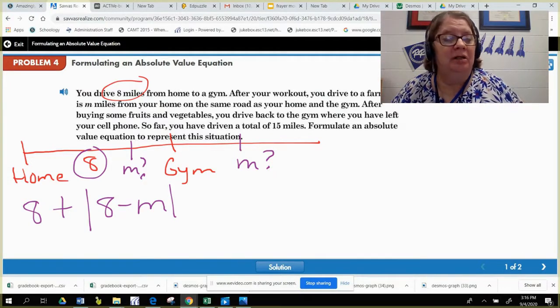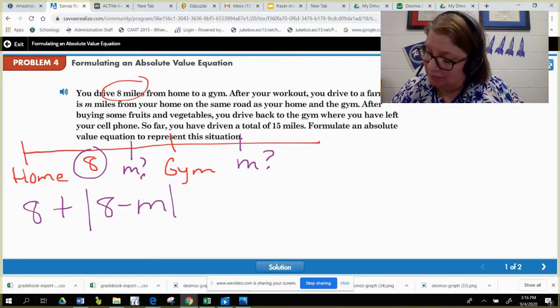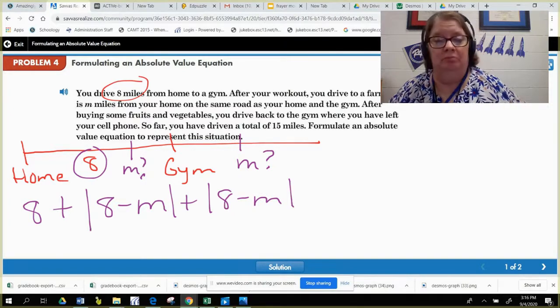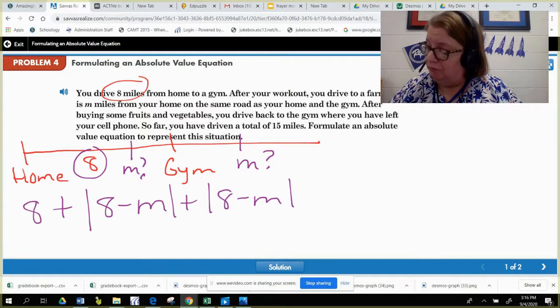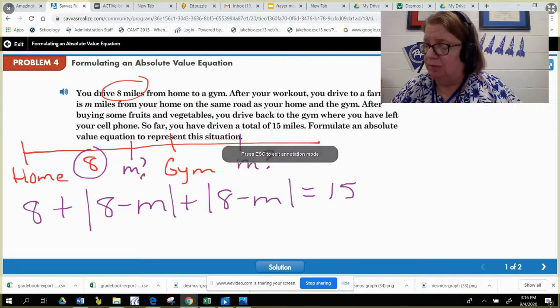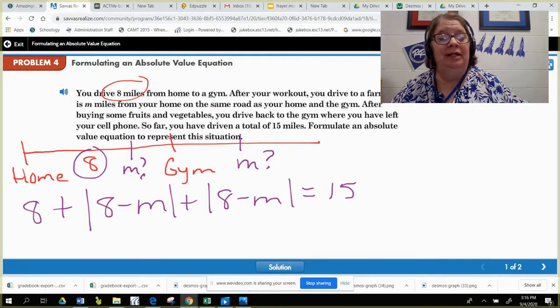What does it say next? After buying some fruits and vegetables, you drive back to the gym. That's the same distance again, right? This was gym to the farm. Same distance back from farm to the gym. It says so far you have driven a total of 15 miles. Formulate an absolute value equation to represent this equation.